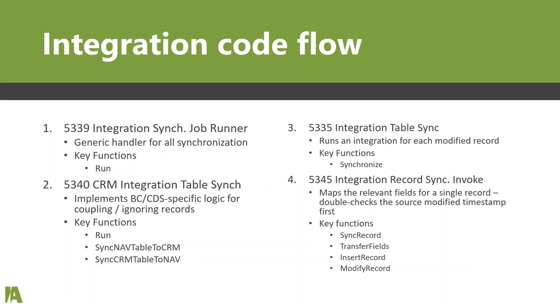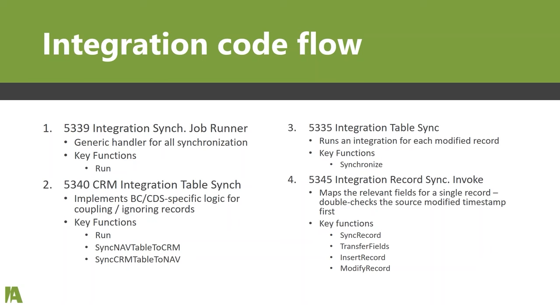And it has two different functions, for going from NAV or going to NAV. And then for each individual table, it picks up with the 5335 codeunit, the Integration Table Sync. And this runs for each individual record. And there's a synchronize function on there, and then it drops down into the Integration Record Sync Invoke.